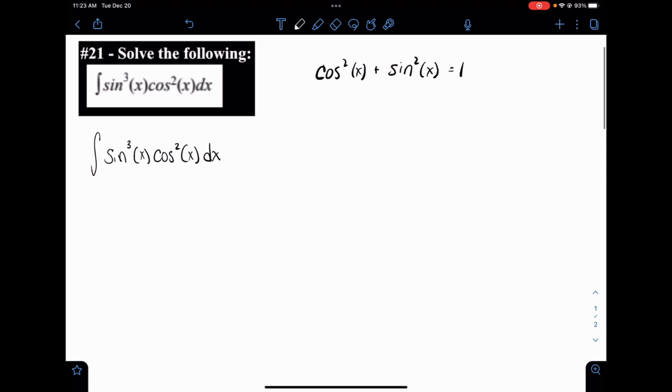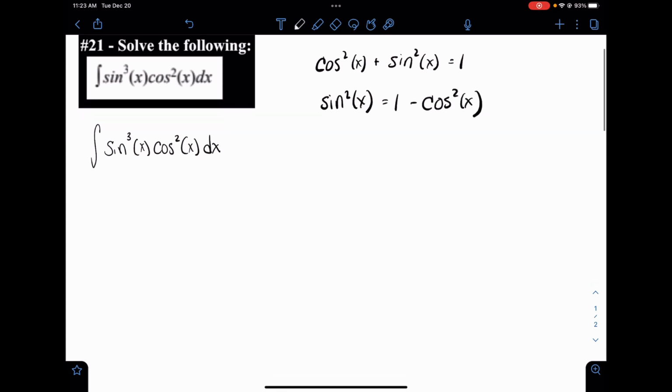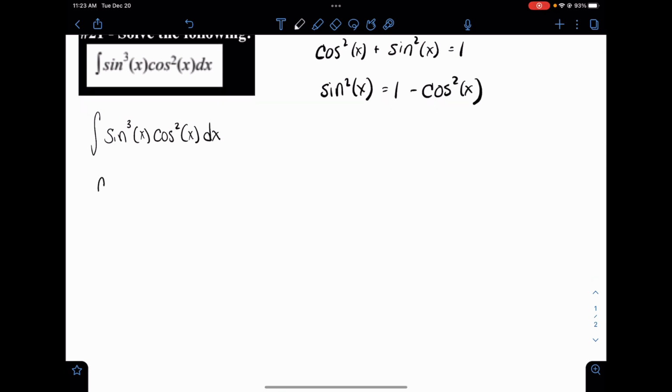And we're going to be able to substitute in part of our sine part of this integral. So we'll solve for sine squared equals 1 minus cosine squared of x. And then we can substitute this into our equation. So we'll be left over with sine of x times 1 minus cosine squared of x times cosine squared of x dx.